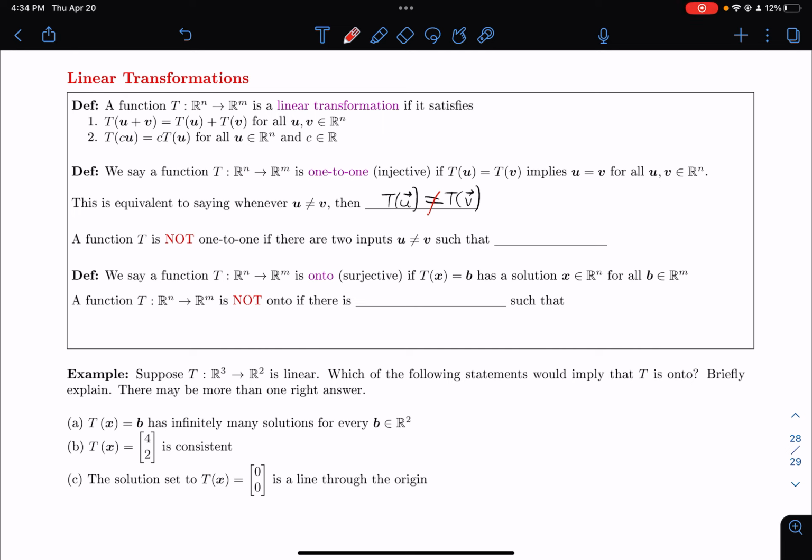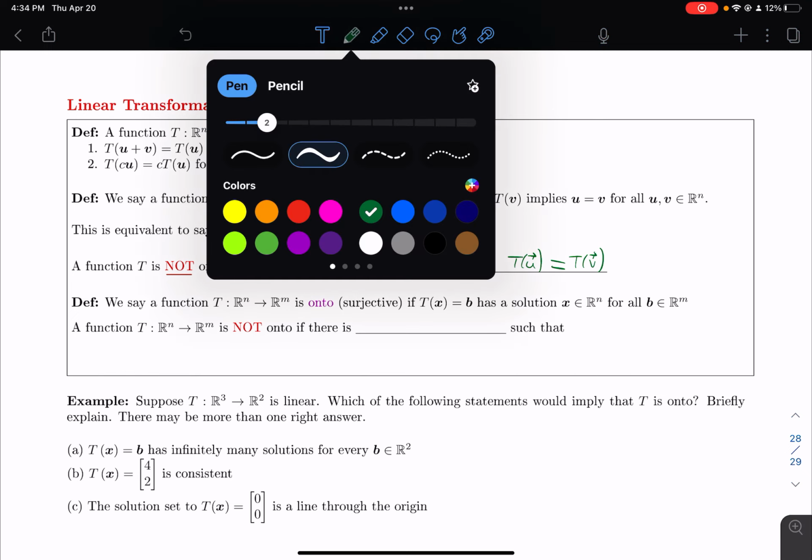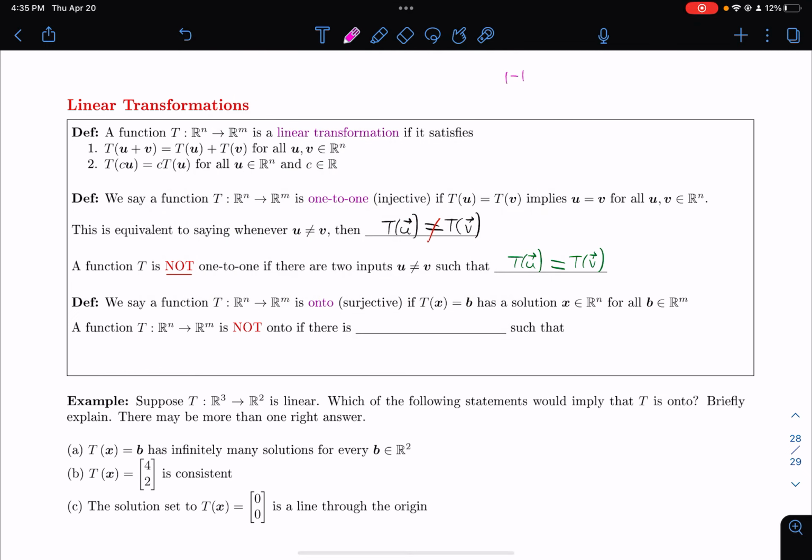Those are just two ways of saying the same thing, of what it means for a function to be one-to-one. Well, on the flip side, what would it mean for a function to not be one-to-one? A function is not one-to-one if I can find two inputs that are different where their outputs, T of u and T of v, are in fact equal to one another. Okay, so let's review, what do the pictures of these scenarios look like? What does it look like if something is one-to-one versus not one-to-one? I think it's easier to draw something that's not one-to-one, just a little bit quicker.